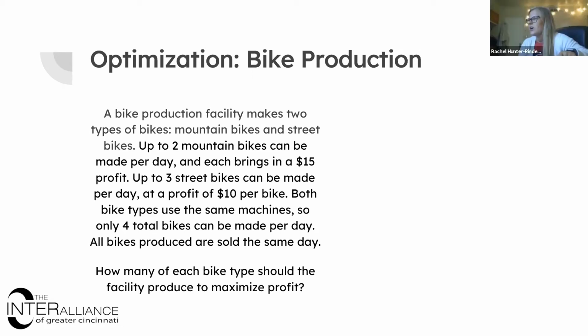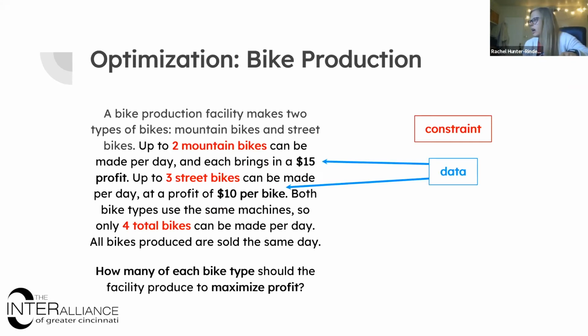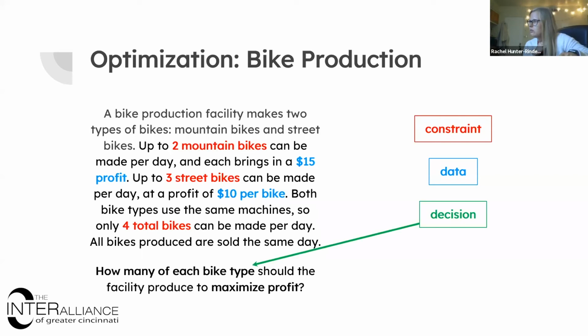Okay, so I will hopefully not bore you, but this is the most basic form of an optimization problem that you could see. So let me point out here, we have our constraints, which are the parts of the problem that are going to restrict our choices, restrict the options that we might want to make. So that's that only 2 mountain bikes, 3 street bikes, and 4 total bikes can be made per day. We've got problem data. This is that there's $15 profit per mountain bike and $10 profit per street bike.